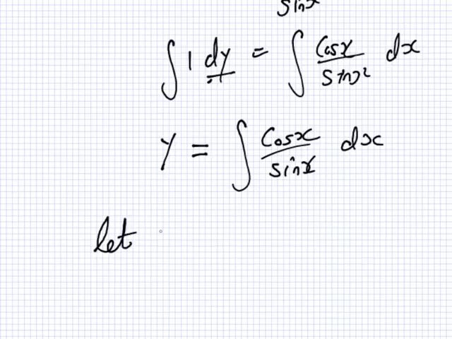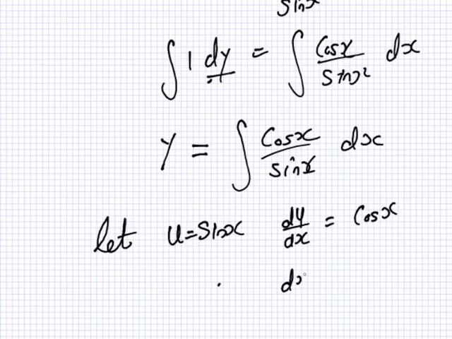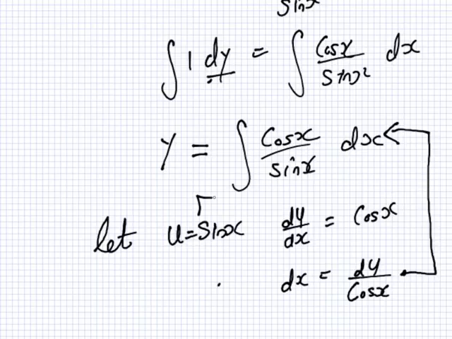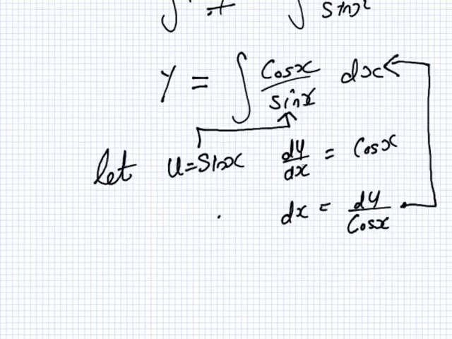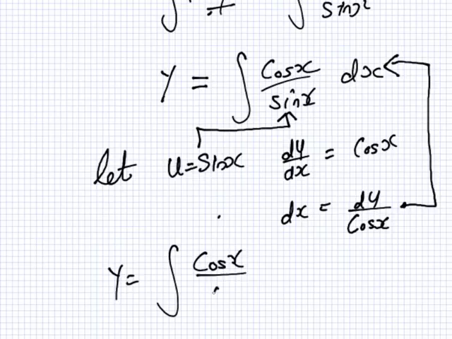Let u equal sin x. So then what does du/dx equal? cos x. So then what does dx equal? du over cos x. You take this and put it in for dx, and you take this and put it in for sine. So now you get y equals the integral of cos x over u, du over cos x. What happens here?